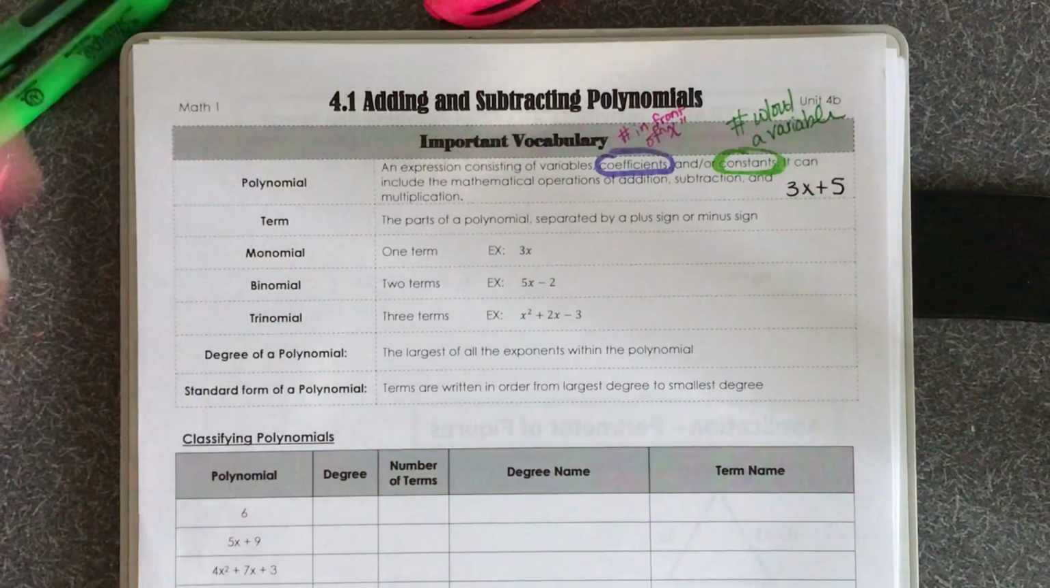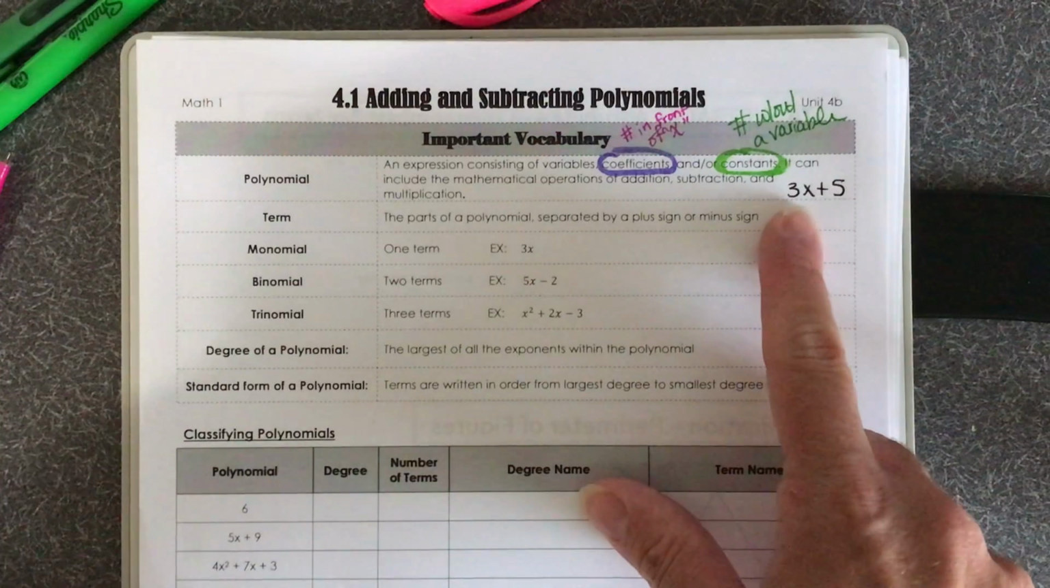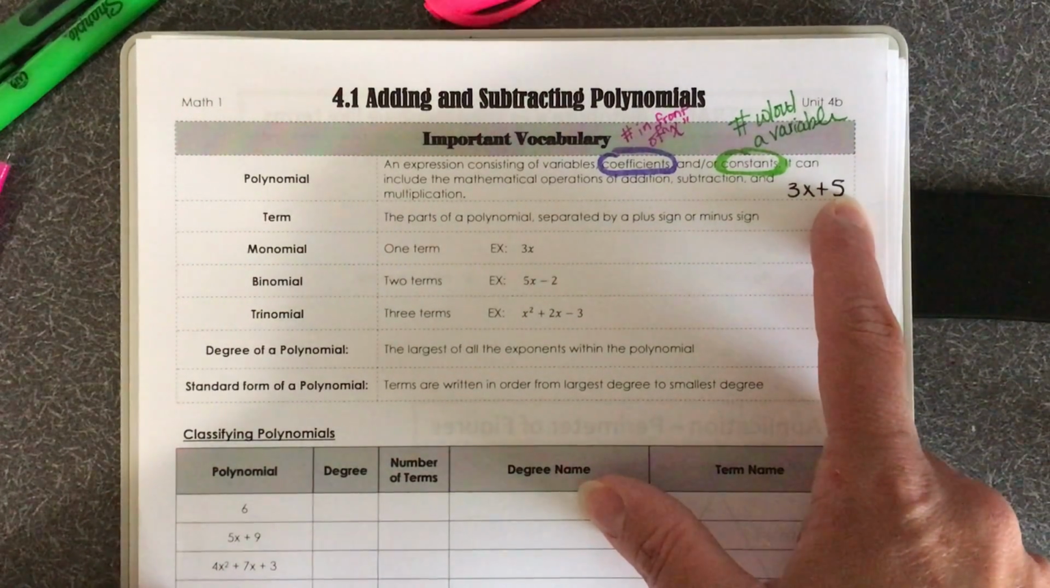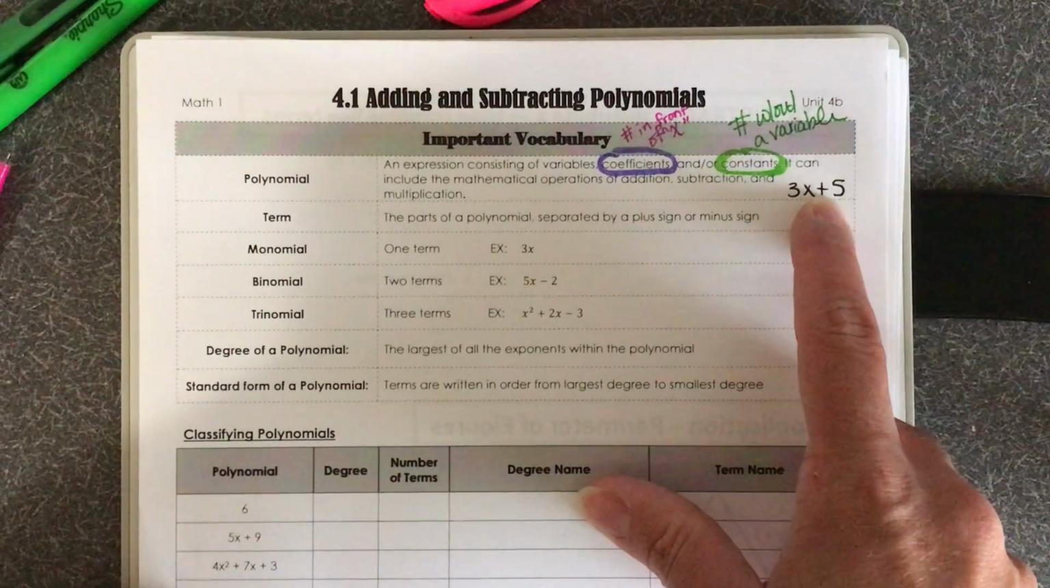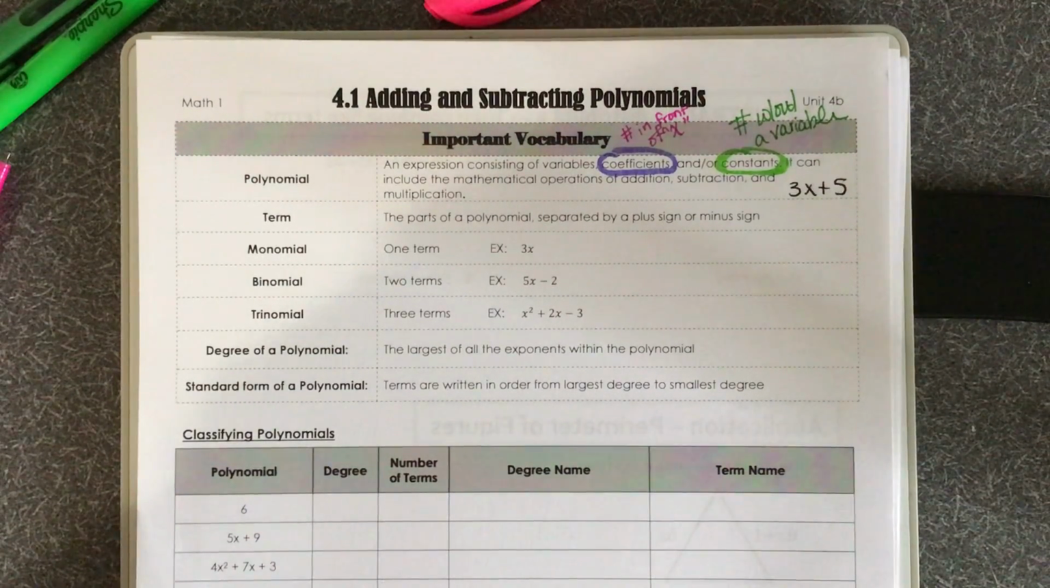So a polynomial is going to be made up of what we call terms. Terms are the parts of a polynomial, and they're separated by either your plus sign or your minus sign. So 3x is considered a term, but 5 is also considered a term. So in this polynomial we have a total of 2 terms. They're glued together by multiplication, but they're separated by addition or subtraction.